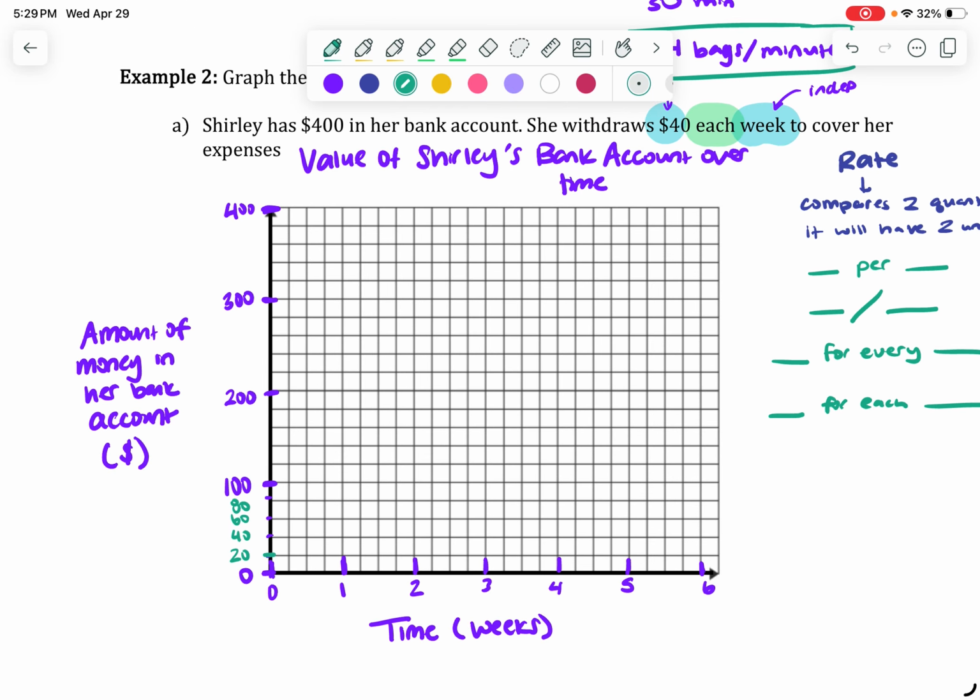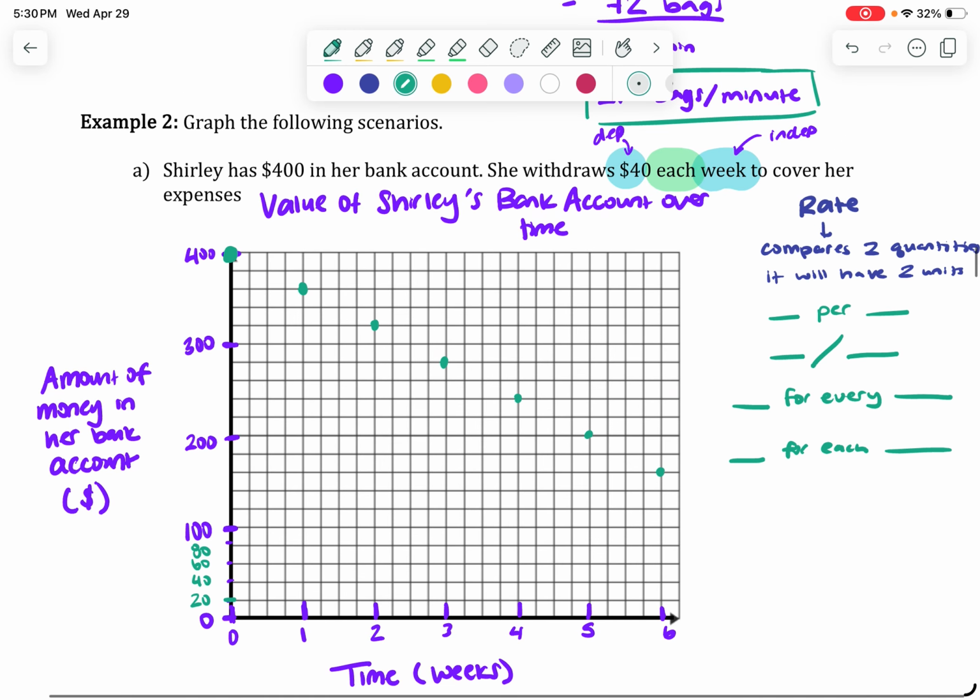Okay. Now I'm going to plot some points. So that $400, as we talked about, must be that initial value. So right now, before we're making any withdrawals, she's got $400. And then after 1 week, she went down $40. And then she went down $40. And she went down $40, etc. So I'm using that rate of change of withdrawing, which implies that negative $40. So I'm going down $40 for every 1 week.